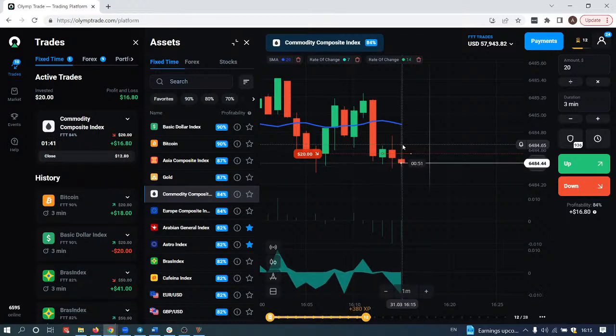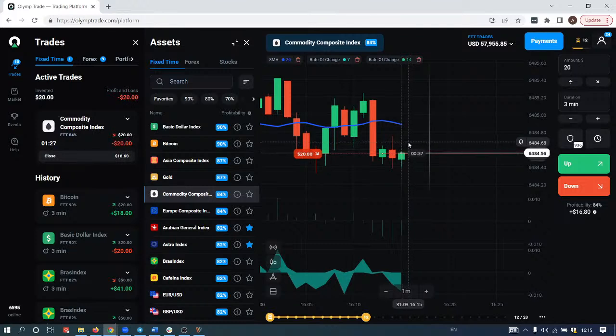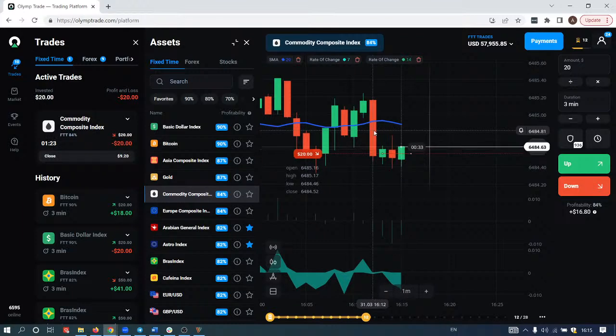All right, so I don't like to overly complicate things. I think 3 or 4 layers of confirmation is tops, that's the maximum. You don't really need more, because otherwise sometimes we just add so many indicators onto the chart that we cannot even see the chart. All right, so guys, let's open another trade here.